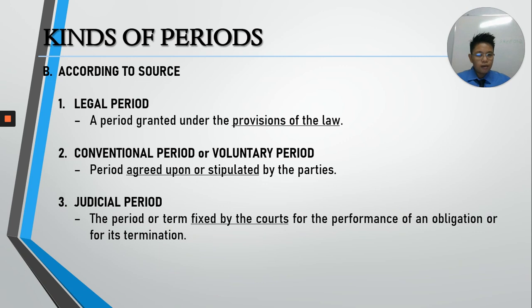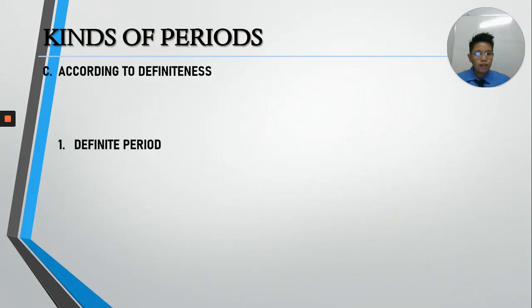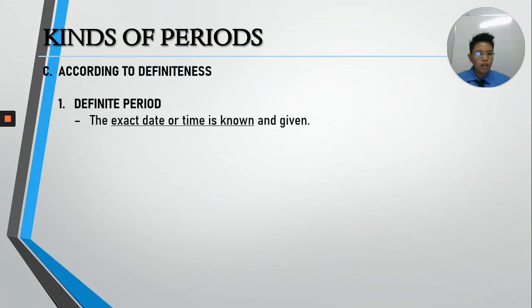So, what else? Judicial period, it is imposed by the courts. So, it is the term fixed by the courts for the performance of an obligation or for the termination of an obligation. Remember, yung time element, pwedeng it will give rise to the obligation. Yung time element also can extinguish a pre-existing obligation. According to definiteness, definite period, alam mo kung kailan.